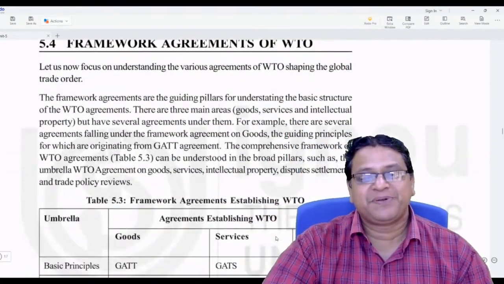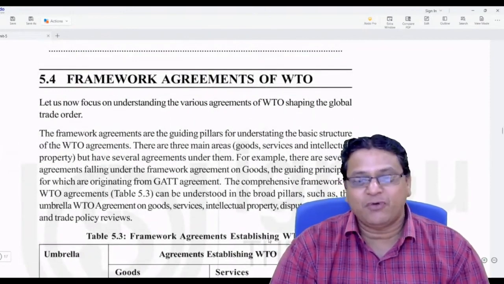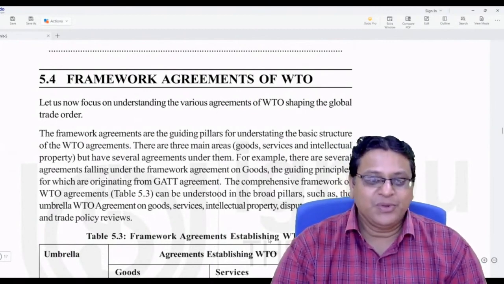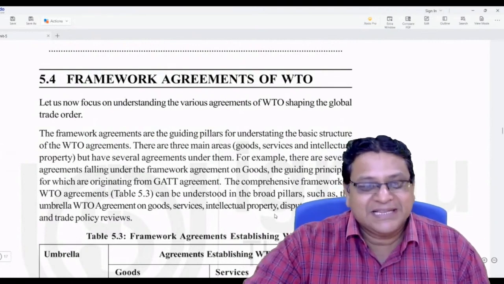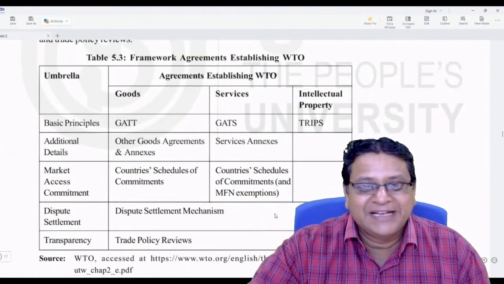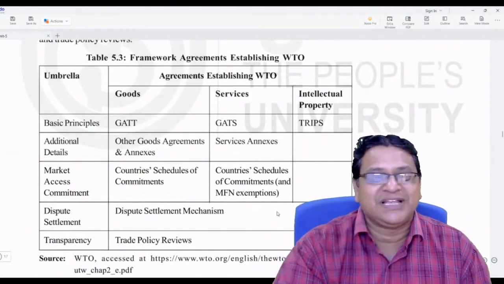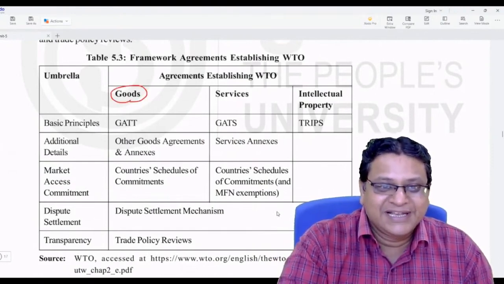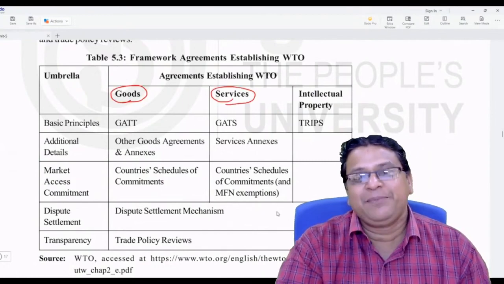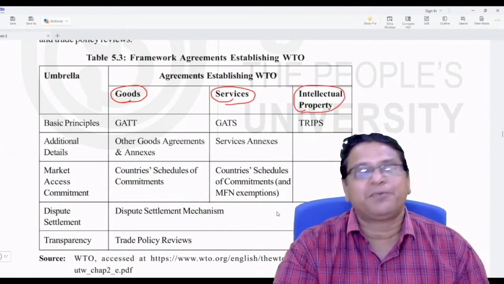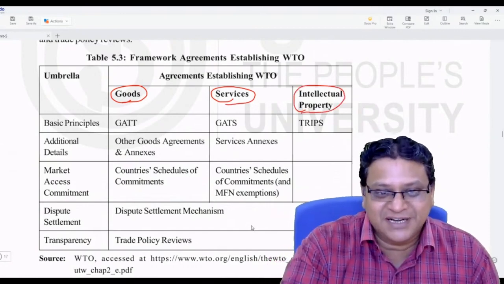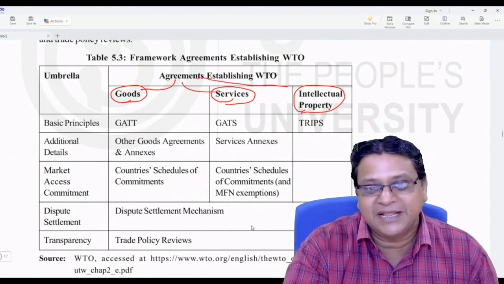Next, we will discuss the framework agreements of WTO. What are the important agreements of WTO? We have discussed that WTO is a big umbrella. In case of this big umbrella, we have agreements related to three major things. What are the three major things? Agreements related to goods, agreements related to services, and agreements related to IPR, intellectual property rights. So the three frameworks are goods related agreement, services related agreement, and intellectual property related agreements.